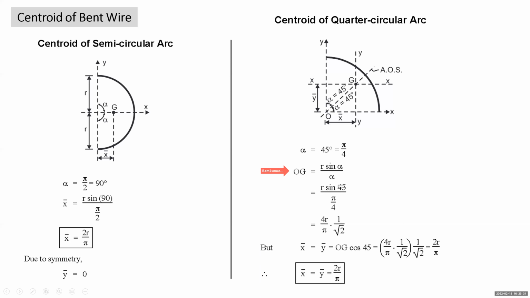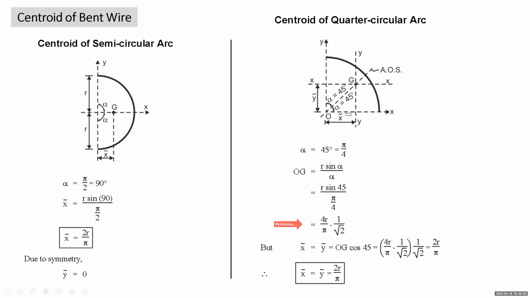In the numerator, we substitute the value of alpha in degrees, and in the denominator in terms of pi and radians. So this comes out to 4r upon pi into 1 by root 2. But this is along the axis of symmetry. Normally, when we solve the problems, the centroid distance is measured along the base. So we resolve this distance.